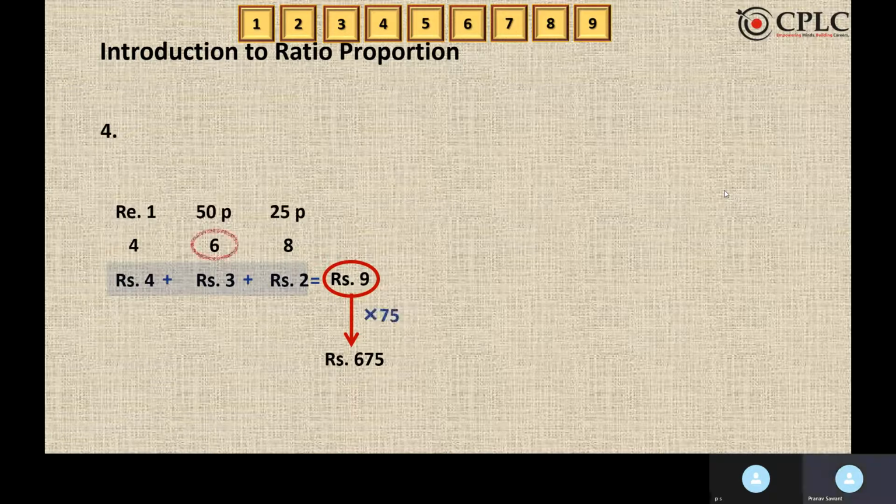So if 9 is equal to 675, 6 is equal to what? Now we know that 9 into 75 will be 675. So this means you have to multiply 6 by 75 as well. If you multiply 6 by 75, you will get 450 and that's the actual answer.